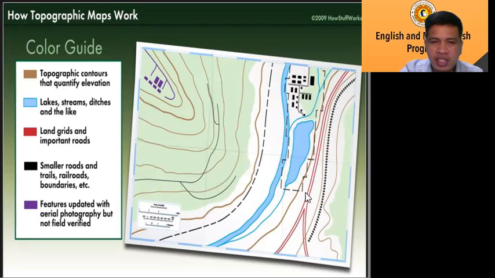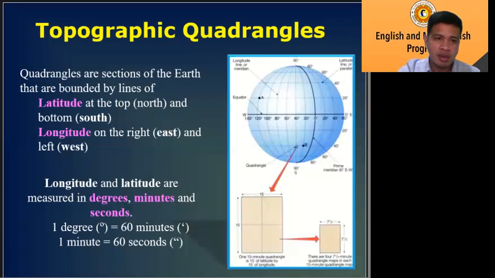Important roads, for example, highways and main roads, whereas the black ones are smaller roads. Okay, this one here, for example. This one too, I think. Features updated with aerial photography are shown in this one, the purple color. So they can use color aside from that. This is one of the symbols I told you about a while ago. This is important to know when you are reading a topographic map.